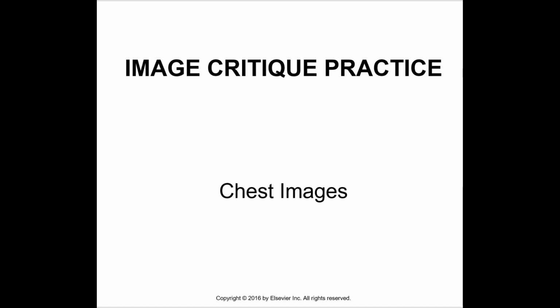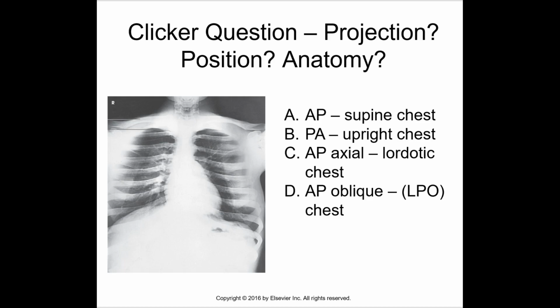Image critique. So which position is this? The ribs are horizontal. You're looking at the apices here. So the correct answer is C, AP axial lordotic chest.